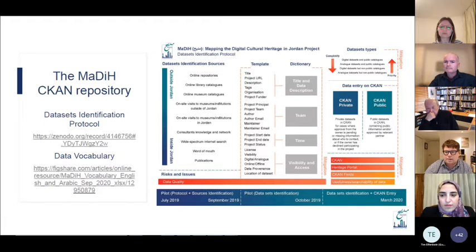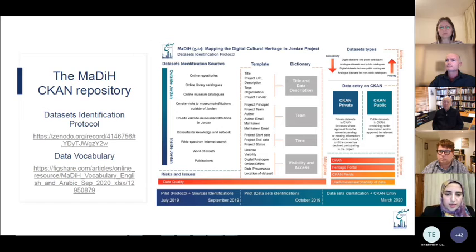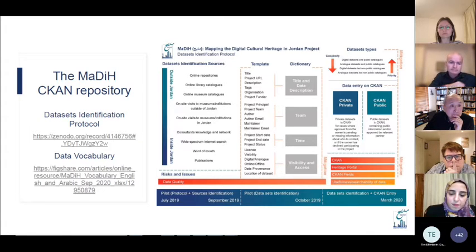Some of the datasets were private or public, and we used a platform called CCAN, which is an open access platform to share information on datasets, to use open source and to keep everything that we have as an open source outcome. We have also created a data vocabulary. The data vocabulary explains and illustrates all the terminologies that we have used, for anyone who wants to continue at a later stage, to understand the data and figure out what we have done.